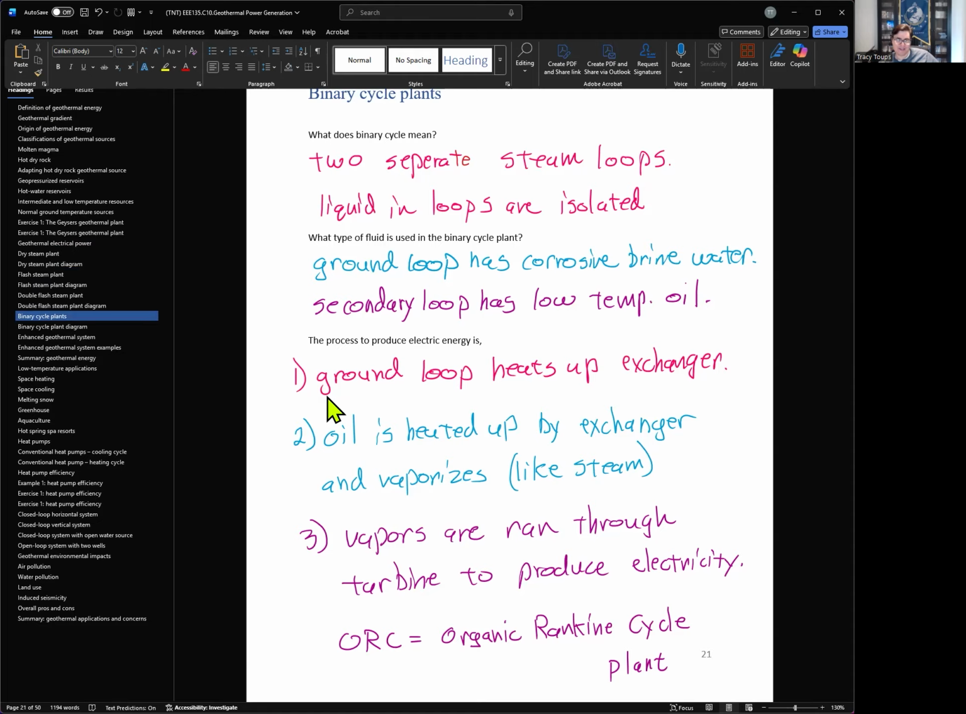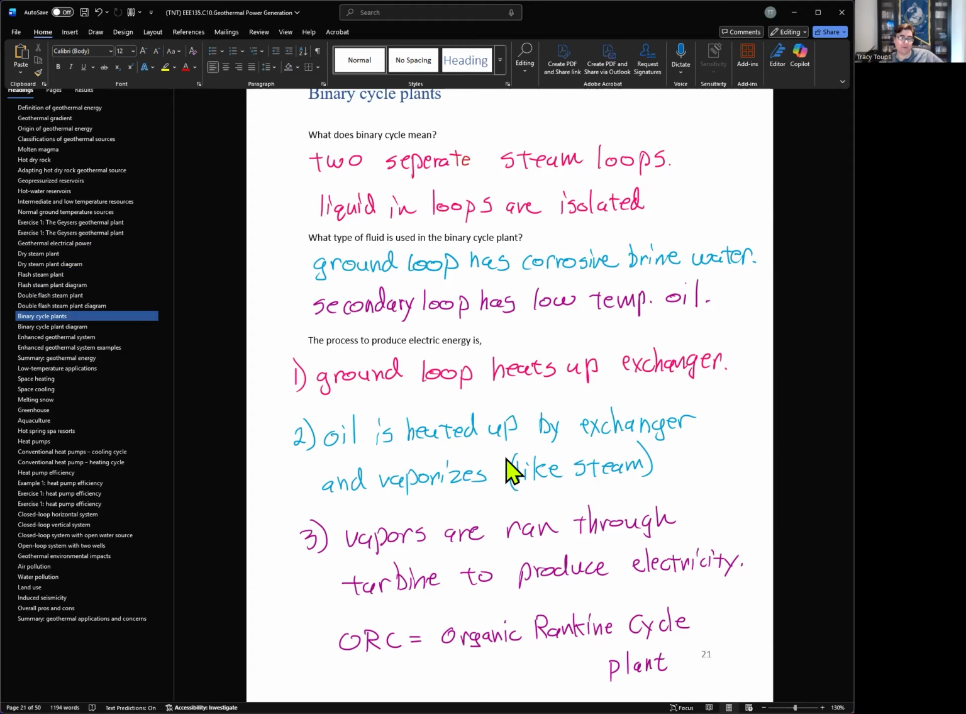The process for electric energy production is the ground loop heats up the heat exchanger. So the liquid in the geothermal source pops into a heat exchanger up on the surface. The heat exchanger gets hot. And then the oil is also run into the heat exchanger. So they're both running into the same piece of metal, and it'll naturally transfer the heat over. Okay, this oil, because it's low temperature, will vaporize pretty quick, kind of like steam, and then the vapors are run through a turbine to produce electricity.